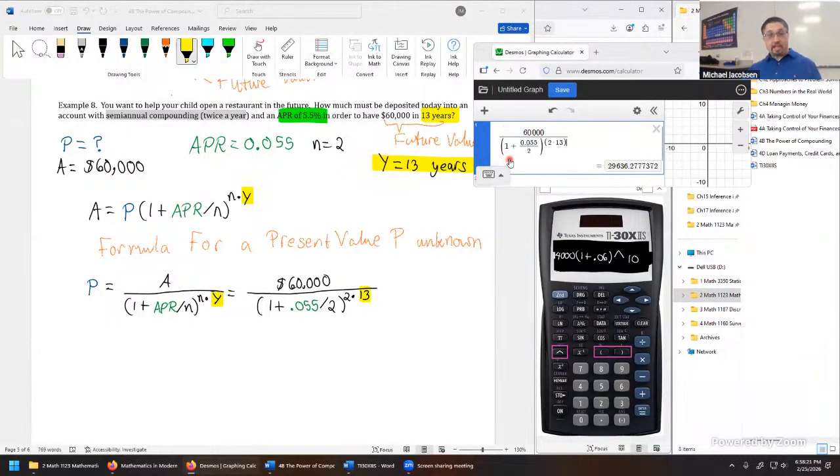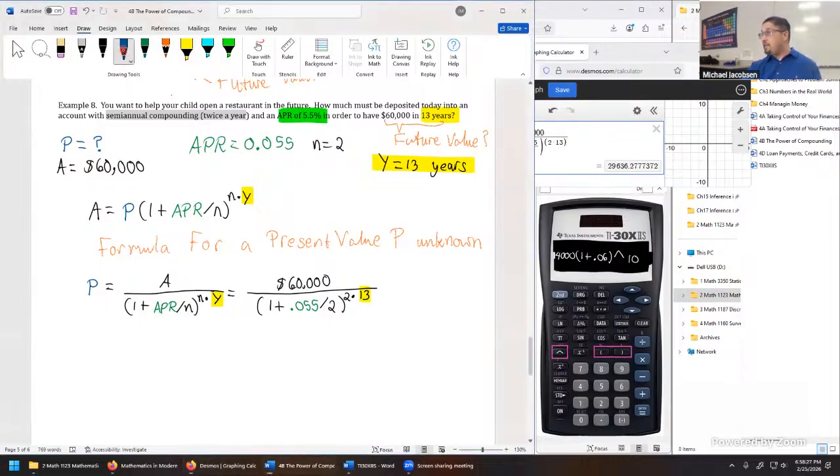So throwing all of that into the calculator just right, and it's, again, tricky. It's differently tricky from the other problems. We get a principal of $29,636. Let's round to the nearest cent. 28 cents must be deposited today.